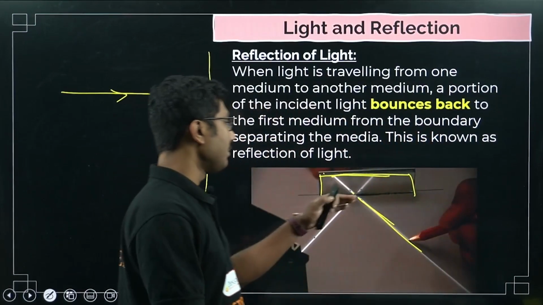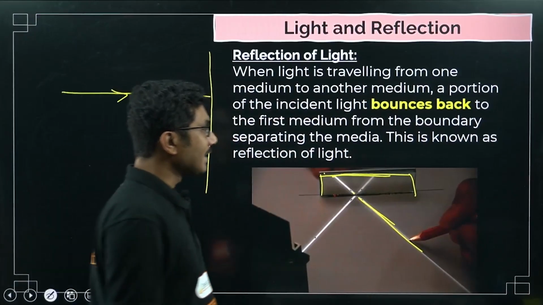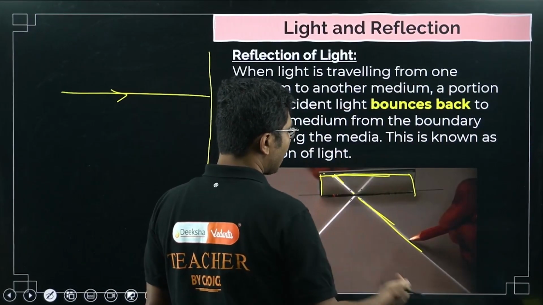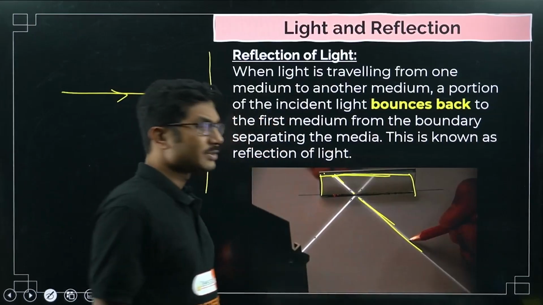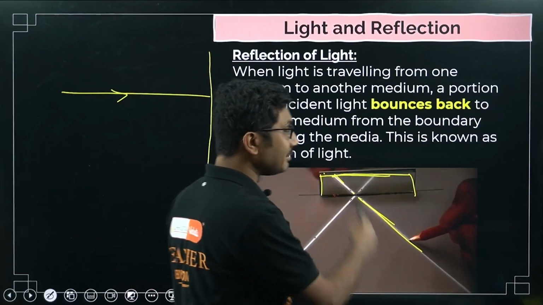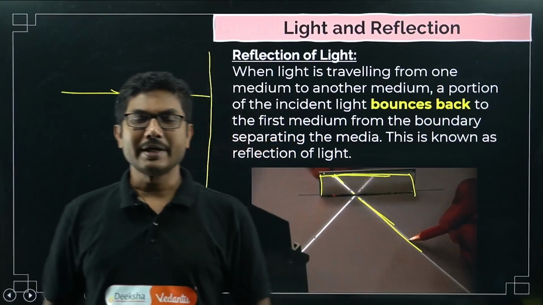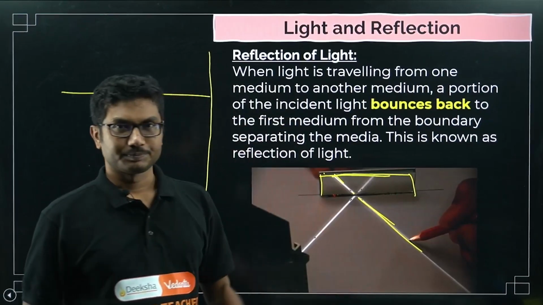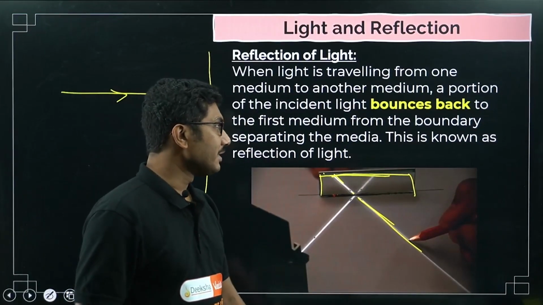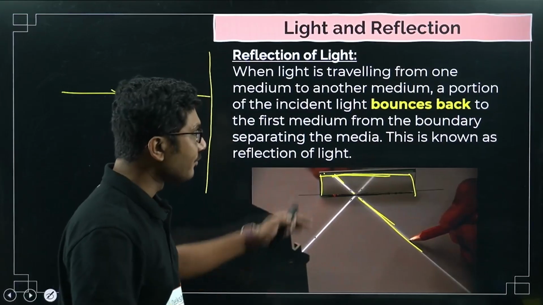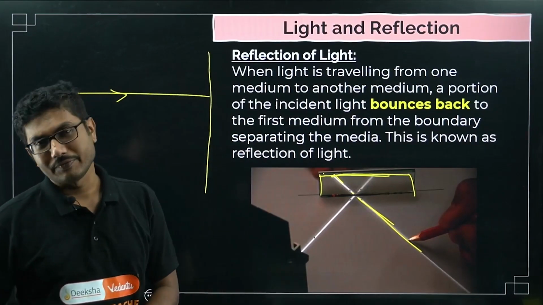This is a real image from an experiment. As you can see, the rays are traveling along this path, and this is basically the image of the light. So light is reflected when you put another medium. This is called reflection of light. Bouncing back of light is called reflection.